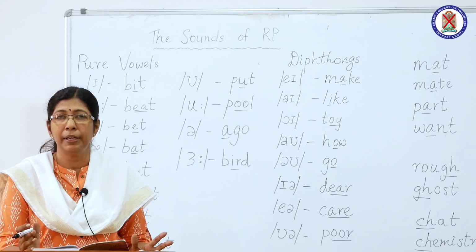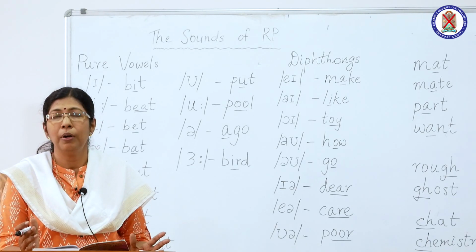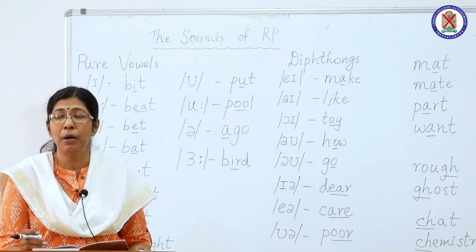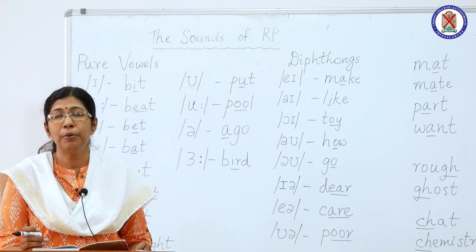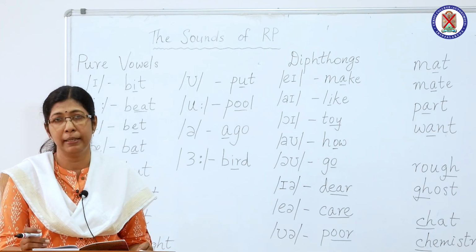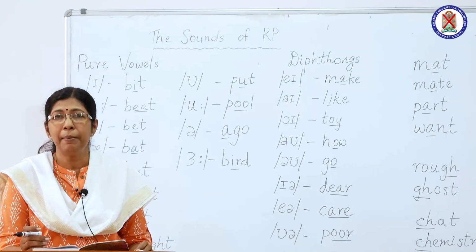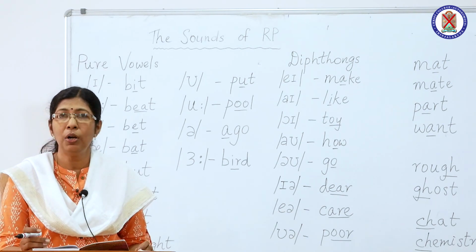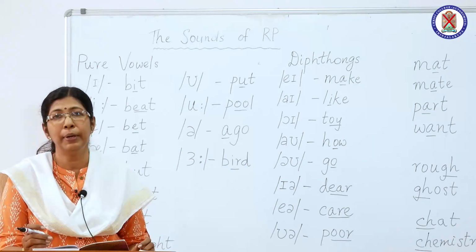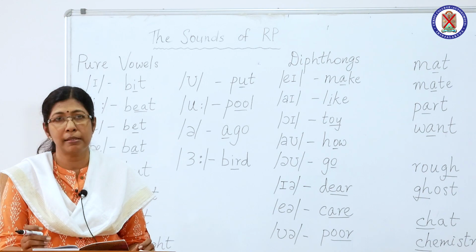So you can imagine how difficult it would be to represent the 44 sounds of RP using only the 26 letters of the English alphabet. So this is one major problem that all those who try to acquire English as a second language are likely to face.